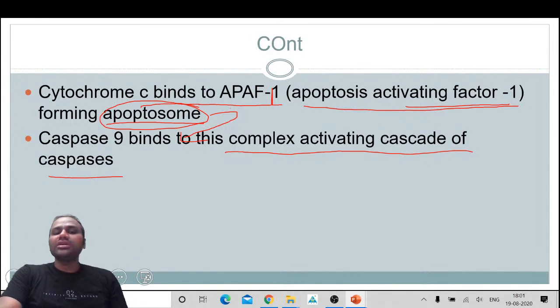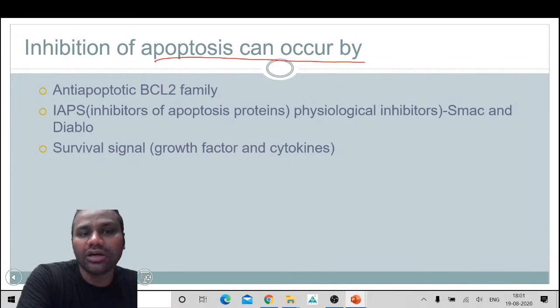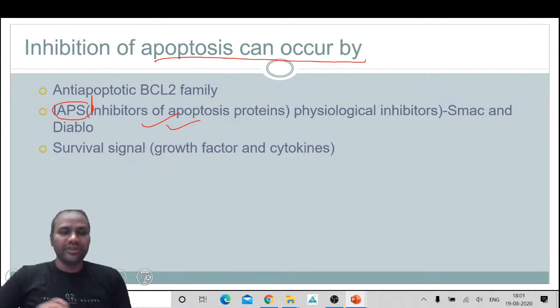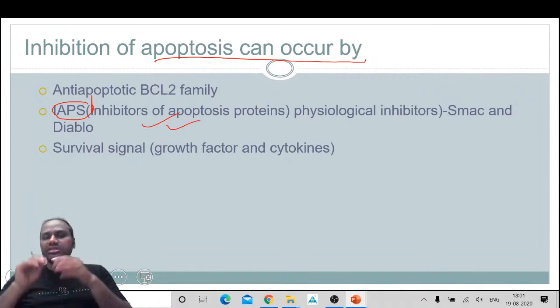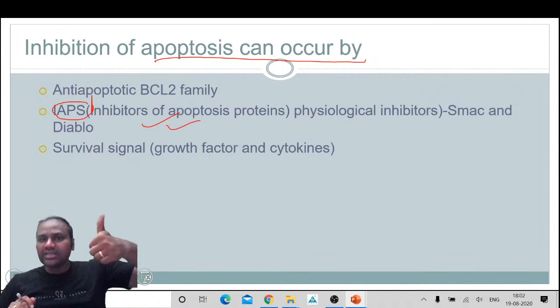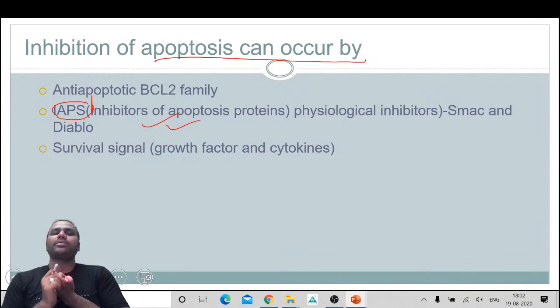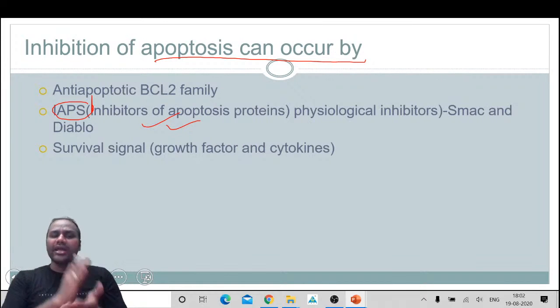Before that, there are some things which inhibit apoptosis also. So what inhibits apoptosis? There are inhibitors of apoptosis. Inhibitors of apoptosis like IAPs. So this is about the regulation of apoptosis. As I said, first, zymogens are the physiological, natural regulators of apoptosis. And then IAPs are also regulators of apoptosis. They inhibit apoptosis. Remember, inhibitor of apoptosis proteins, IAPs, are the physiological inhibitors.